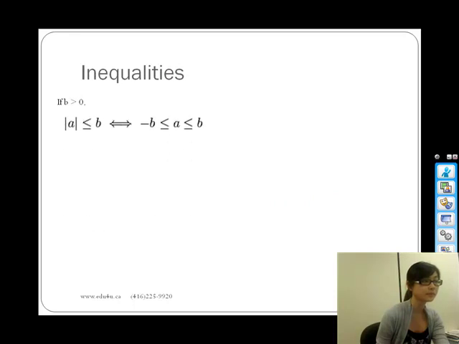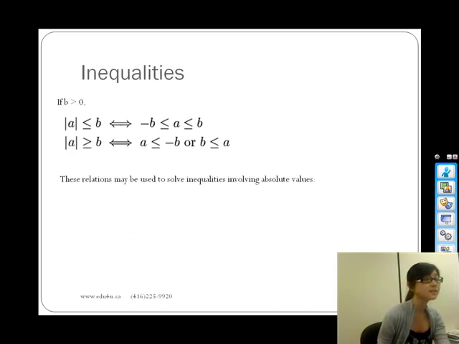Next, let's look at inequalities of the absolute value. If b is bigger than 0, then the absolute value of a is less or equal to b if and only if negative b is less or equal to a, which is also less or equal to b. The absolute value of a is bigger or equal to b if and only if a is less or equal to negative b, or b is less or equal to a.